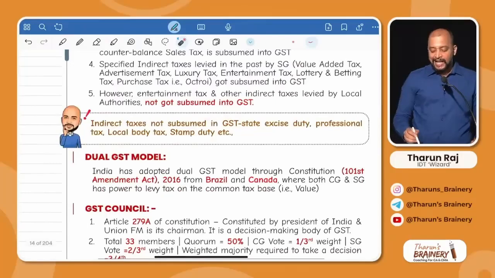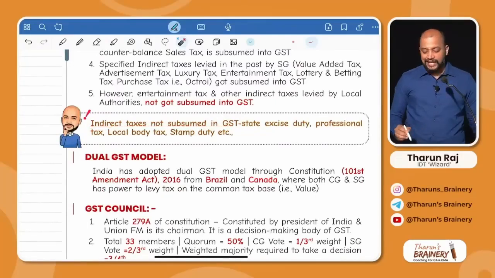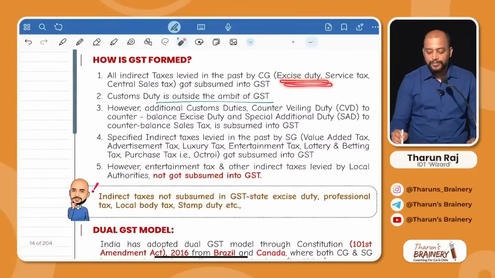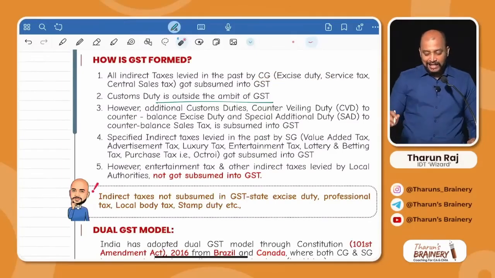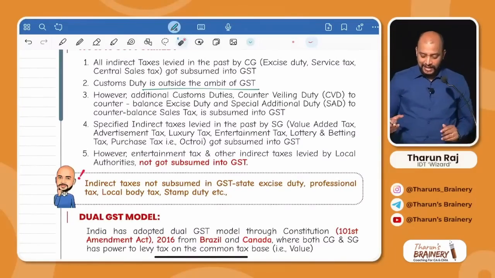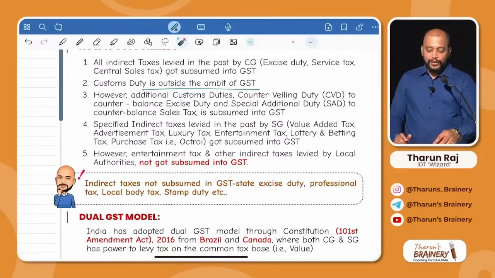You can see below. Indirect taxes not subsumed in GST: state excise duty. So on liquor, etc., state excise duty is payable and is not subsumed, but only central excise duty is subsumed. This is which excise duty? This is central excise duty. Got it? Central excise duty is subsumed into GST, but state excise duty is not subsumed into GST. Understood? Next, what about professional tax? Not subsumed. Local body tax, stamp duty, these are all things which are not subsumed into GST.